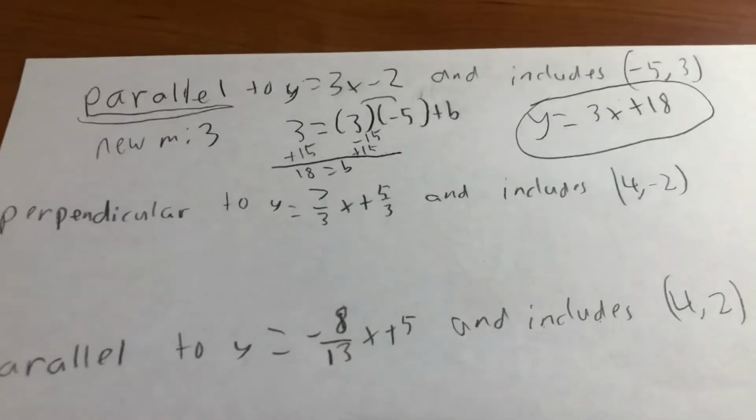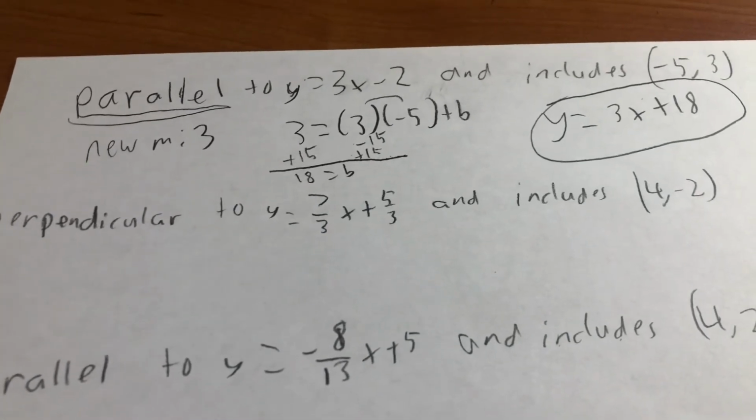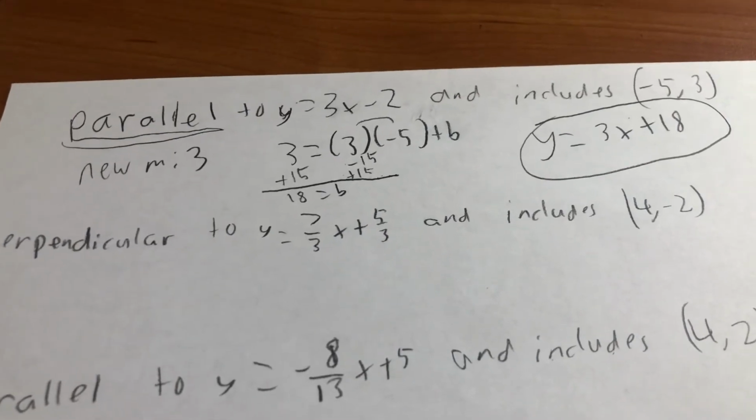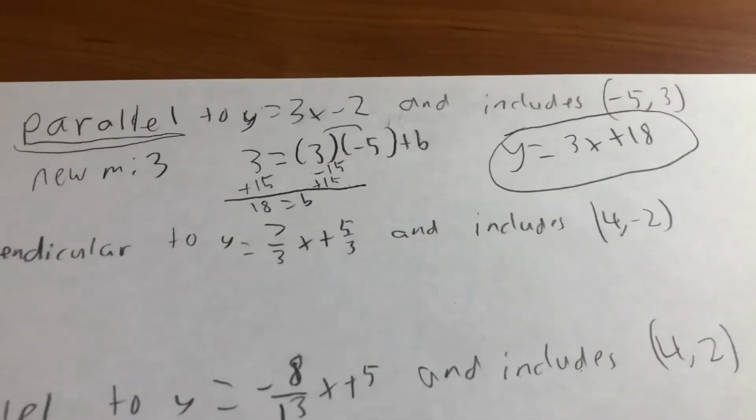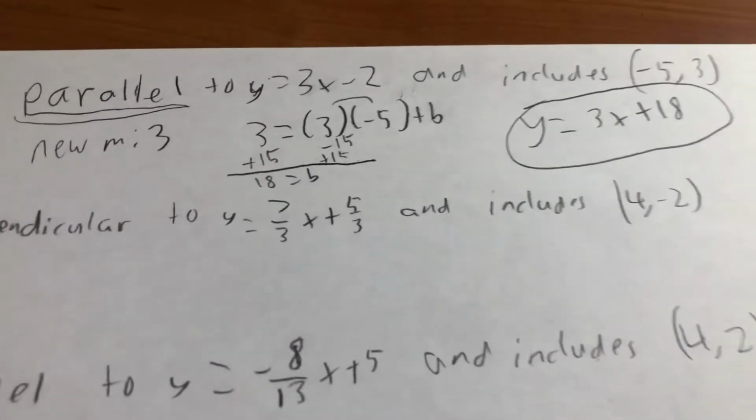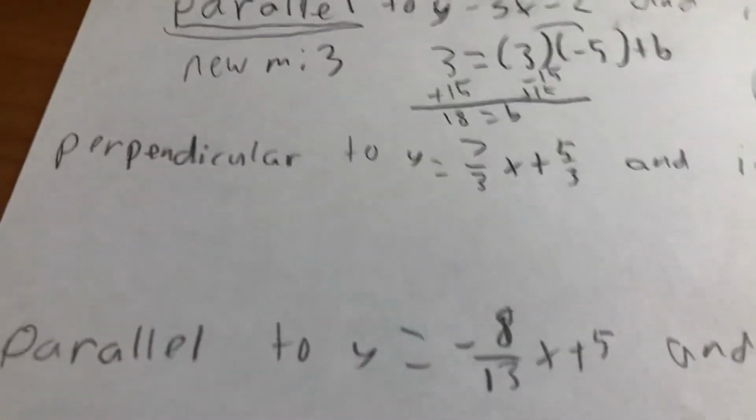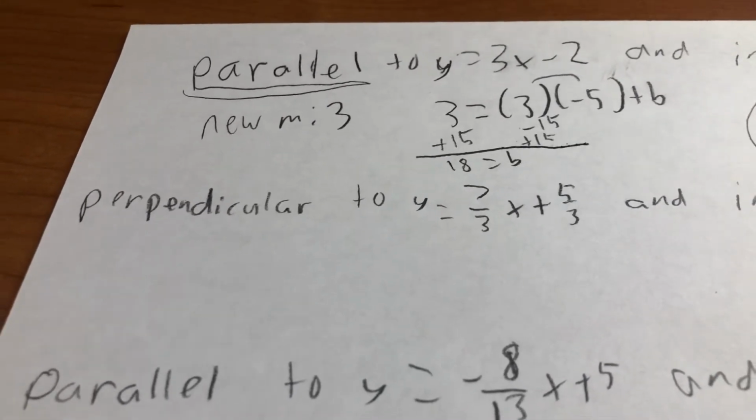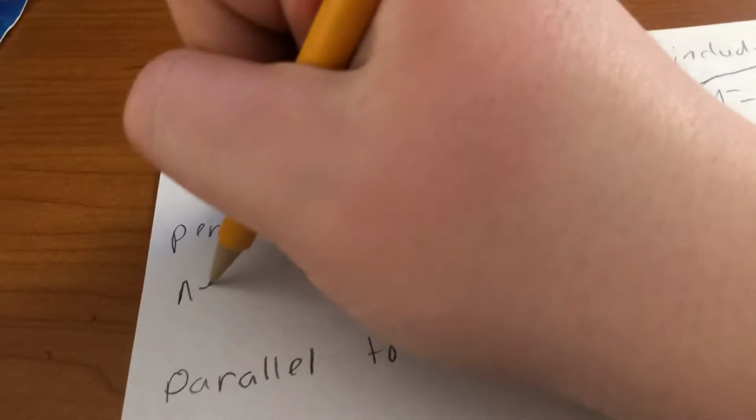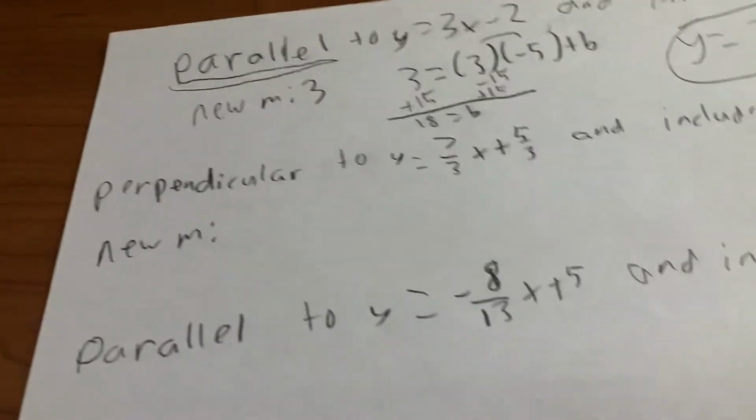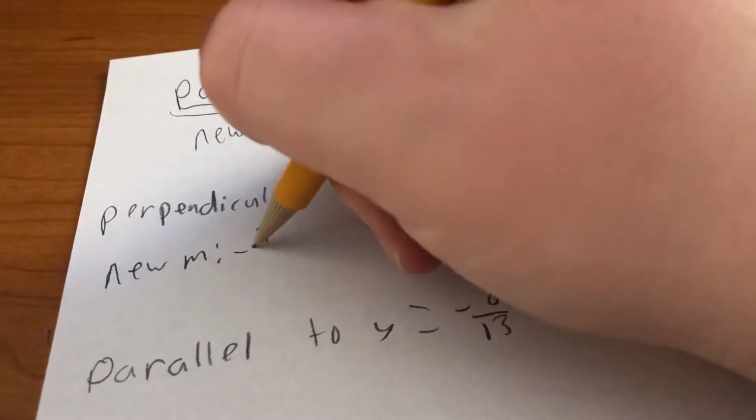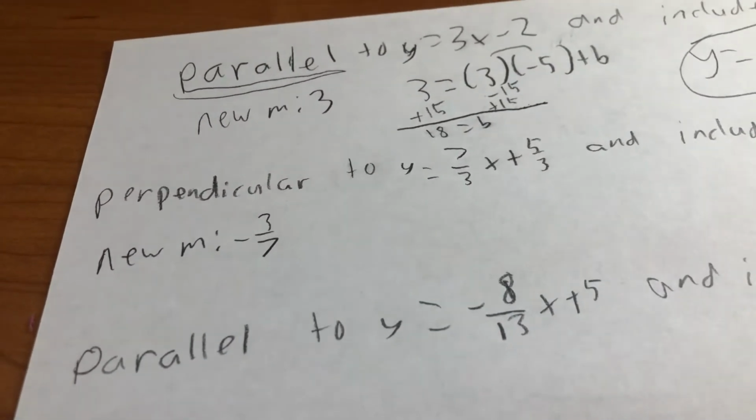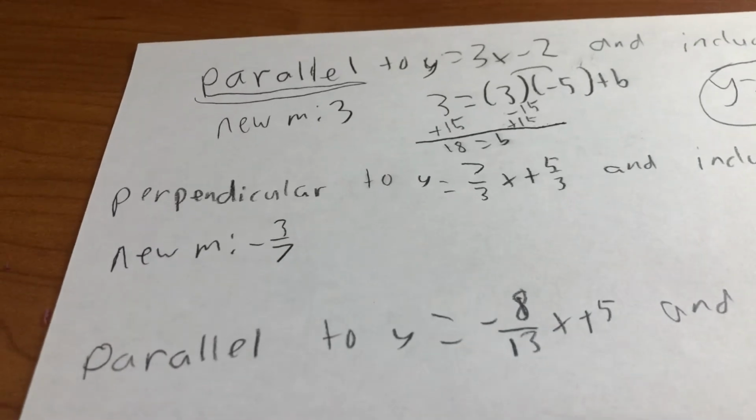So it's perpendicular to y equals 7 over 3x plus 5 over 3 and includes the points 4 and then -2. So what we're going to do is follow our 3 steps. So we're going to calculate m. Now the new m is actually going to be -3 over 7. And now because it is perpendicular, we do the reciprocal.